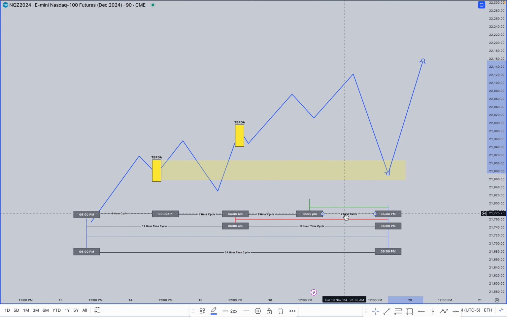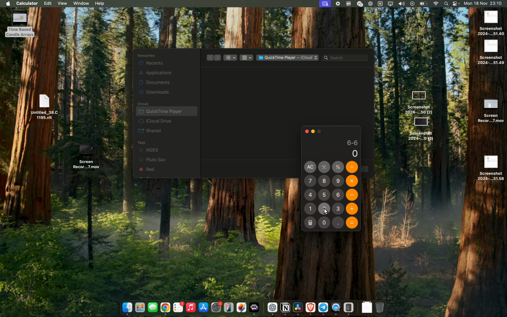You can further divide this in two and continually fractalize it. It's like saying 24, divide by 2, 12 hours, divide by 2, 6 hours, divide by 2, it's 3 hours, divide by 2, it's 1 hour and 30 minutes. That's 90 minutes. Divide by 2 is 0.75, which would be 22 minutes and 30 seconds.